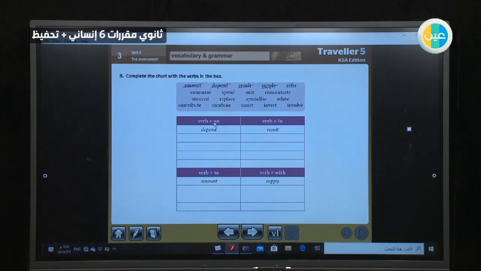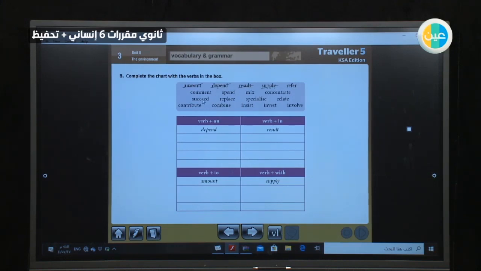Okay, let's check the verbs with on. Here, what are the verbs? Comment, say your opinion. Spend. Mix, put 2 together. Concentrate, focus. Succeed, pass. Replace, put something instead of another thing. Specialize, it means particular. Relate, something belonging to others or linking.